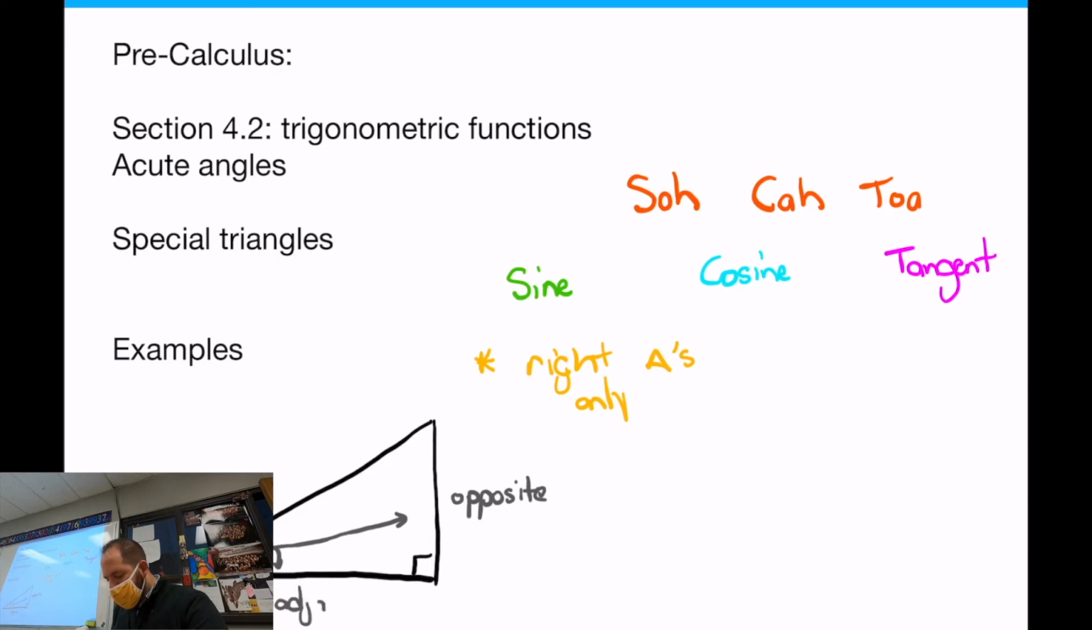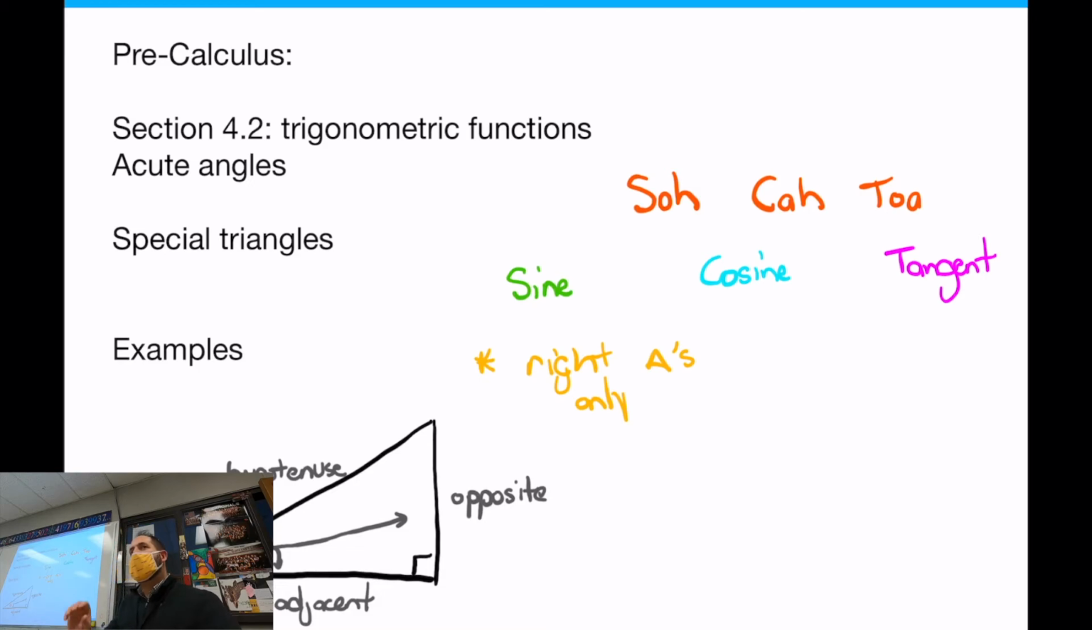Now, how do I know these two? The opposite and adjacent have to be the two walls that touch your 90. They have to touch the 90-degree angle. They're adjacent to the 90. And then, obviously, the biggest wall of your right triangle, the wall that is not touching the 90, is called the hypotenuse. So those are my labels that you have.